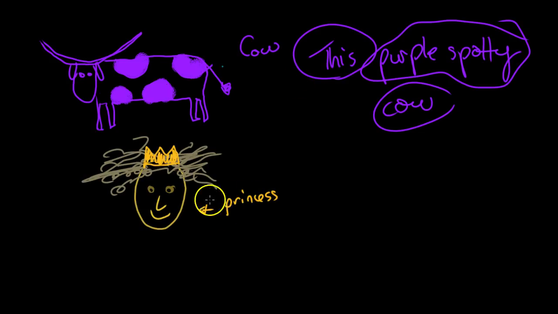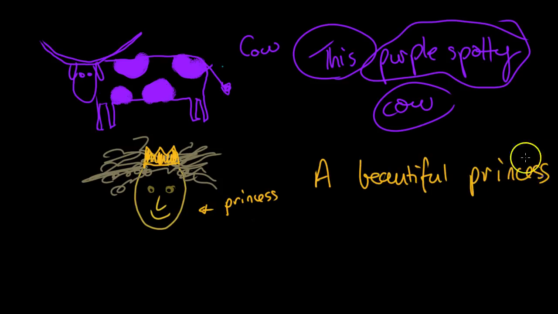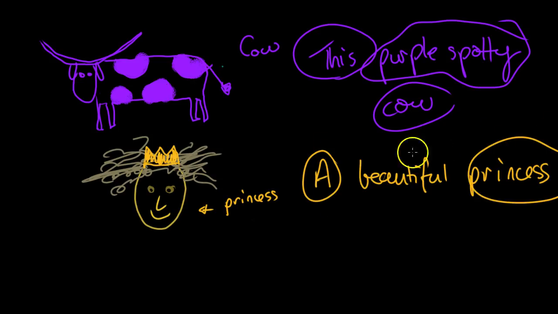Here is another noun that I drew. Take a moment to pause the video and add some words to make this a noun group. Here is an example that I came up with. A beautiful princess. A beautiful princess has got a pointer, a noun, and a describing word.